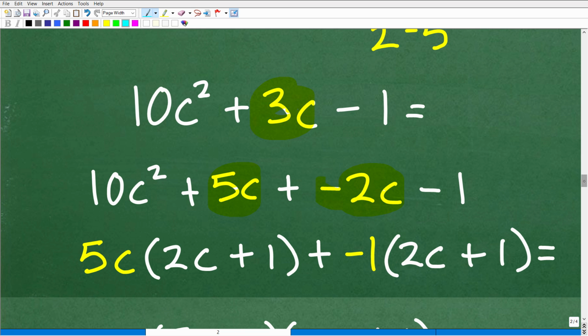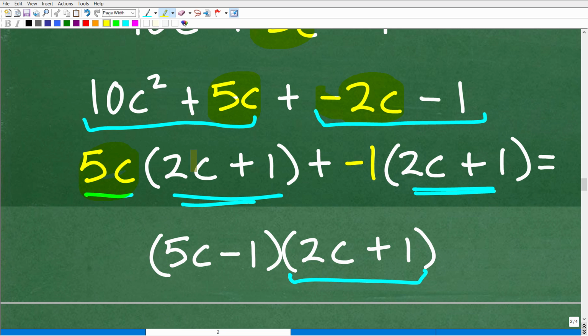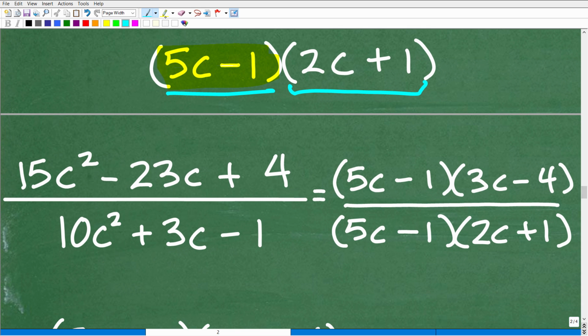Okay, so at this point, you want to go ahead and break these up into two groups, our first group and our second group, and factor out the GCF. So here I can factor out a 5c, and that's going to leave me with a 2c plus 1. And then here again, I'm going to factor out a negative 1, and that'll leave me with a 2c plus 1. And now I can factor out a 2c plus 1, and that leaves me with 5c minus 1 right here. Okay, so again, a lot of work involved. So our denominator trinomial was able to be factored into 5c minus 1 times 2c plus 1.